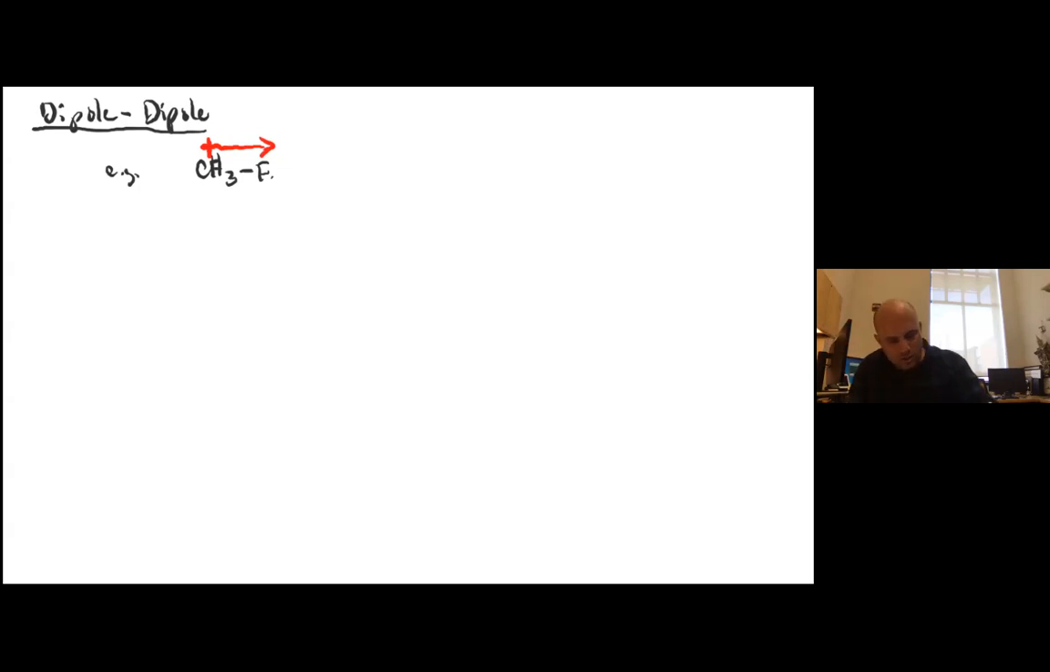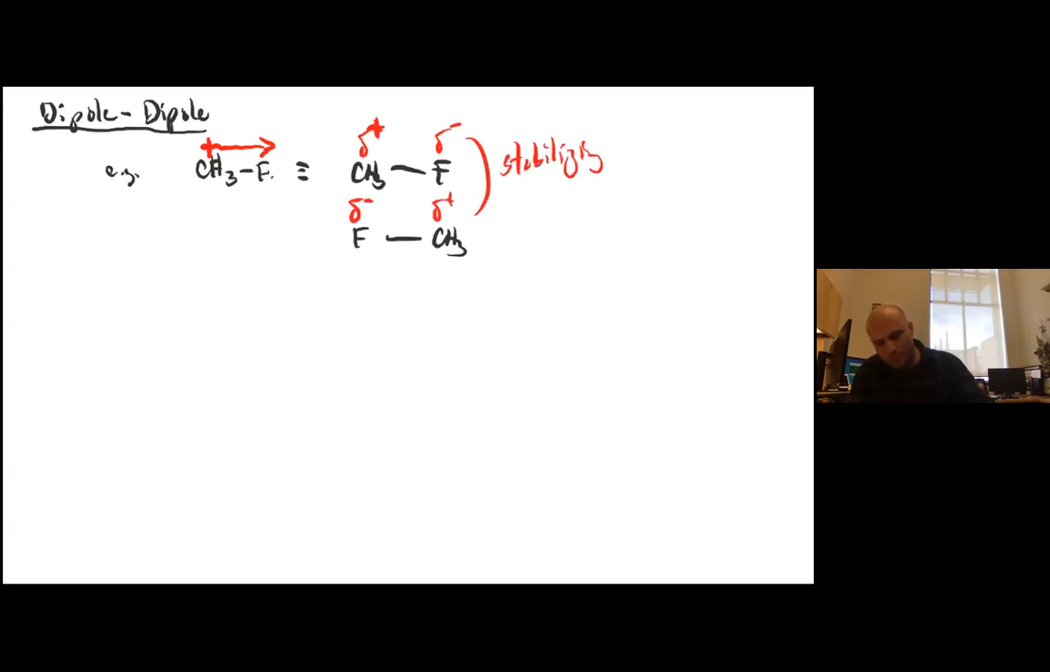So let me draw this with another representation. So delta minus, delta plus. And then you could imagine if you had another molecule in solution, it would orient approximately in this manner. Okay, and so that is stabilizing. So London dispersion, dipole-dipole, and then the most important one are hydrogen bonding interactions.